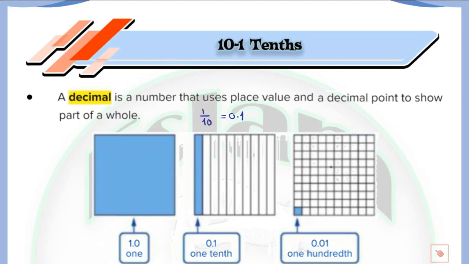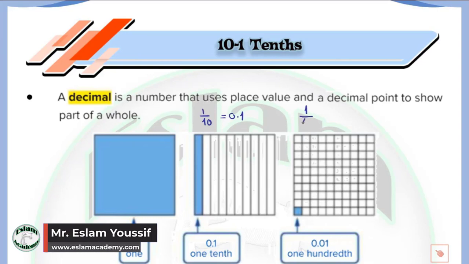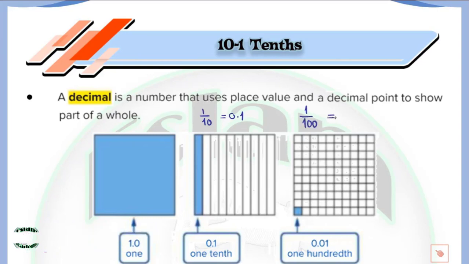But in the third shape, you will find that we have a square and we divide it into 100 parts. And we shade only one part. So this part represents 1 out of 100. If you need to write it as a decimal, it will be 0.01. And we can call it one hundredth. So we can convert a fraction to a decimal and a decimal to a fraction.